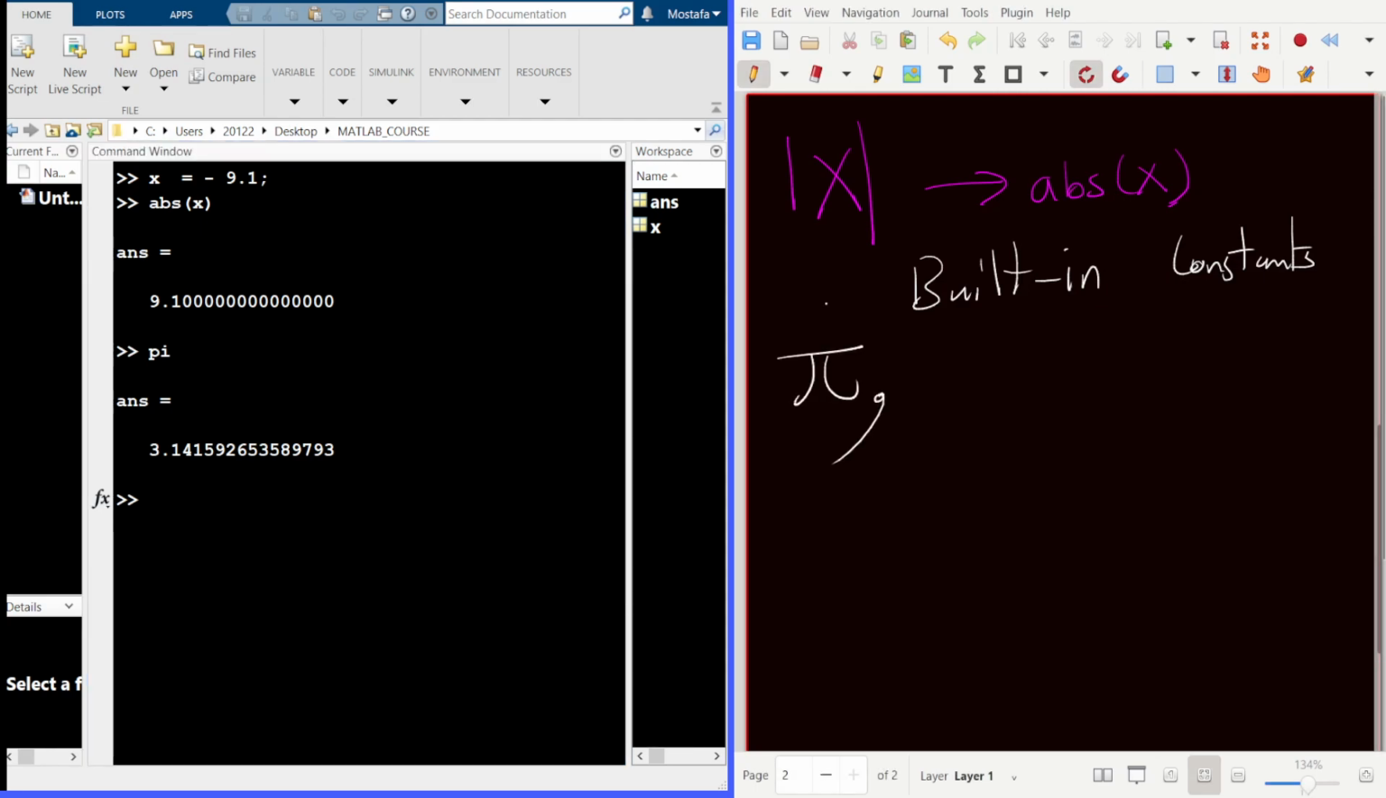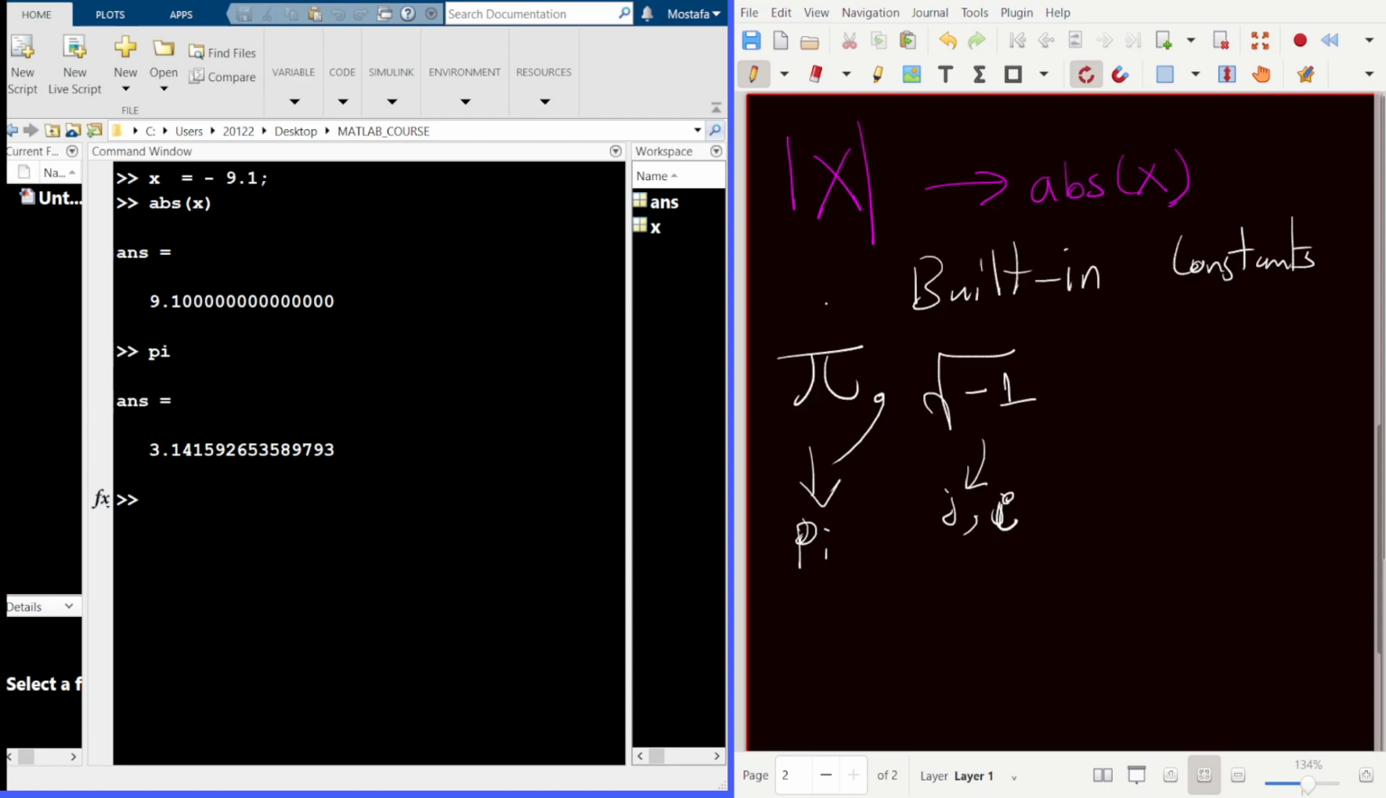The second one is the imaginary number, which is the square root of negative 1. And in MATLAB, this is written as j or i. It really has to come with j or i, both of them are fine. They really have to come without a multiplication sign with the number next to them.